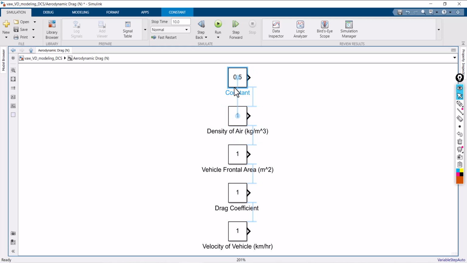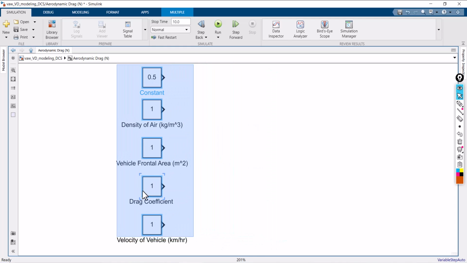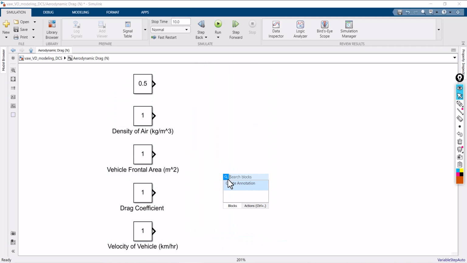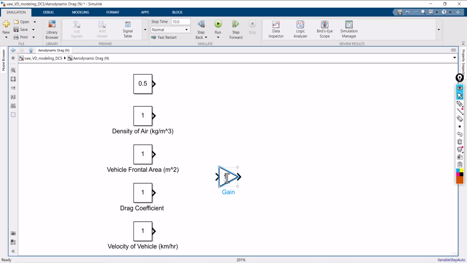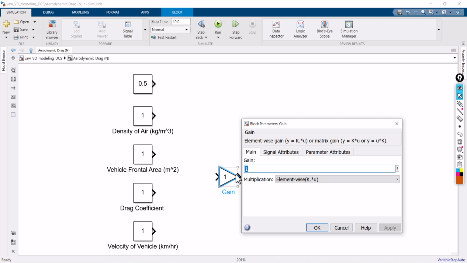Now if you look at this, the velocity of the vehicle is in kilometer per hour. As per the equation, I want it in meter per second. So you have to convert this kilometer per hour into meter per second first. So let me take a gain, and that conversion value is 1000 divided by 3600, which will convert kilometer per hour into meter per second.